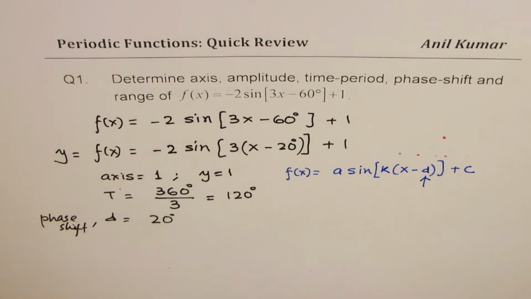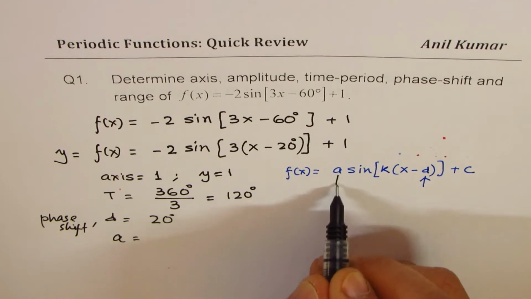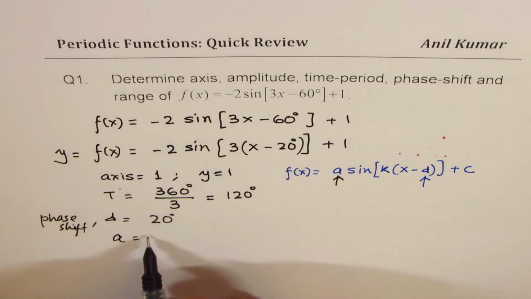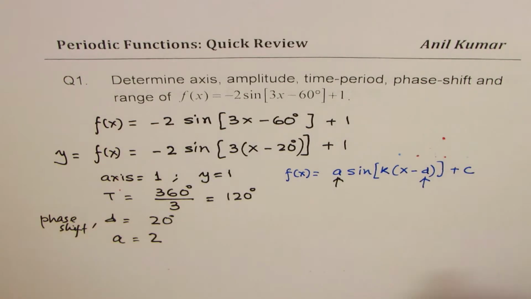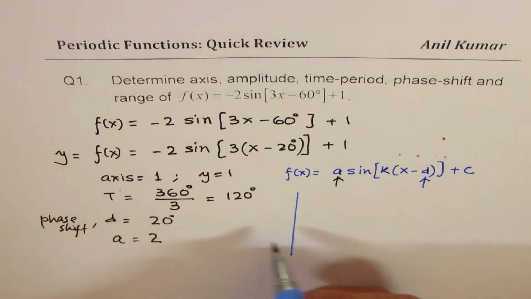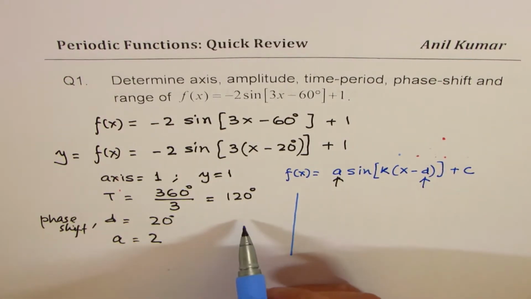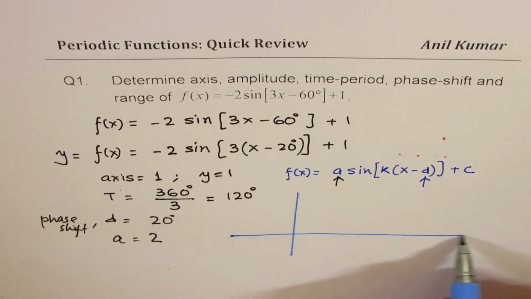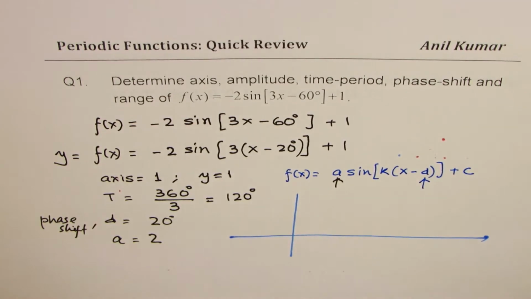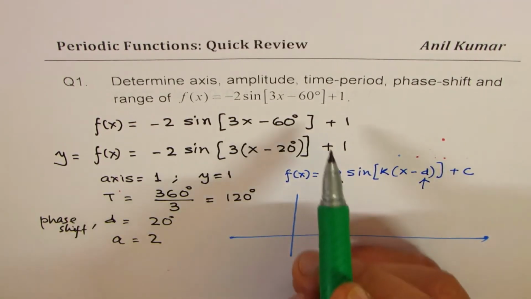Now we're talking about range, right? So I missed amplitude, I think, in between. Amplitude A, which is this, is the number 2. Now we talk about range. What is range? For that, let me also sketch this function. Since we are only taking 3 questions here, it's a good idea to even sketch it.